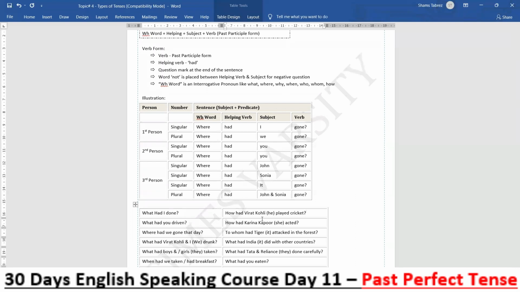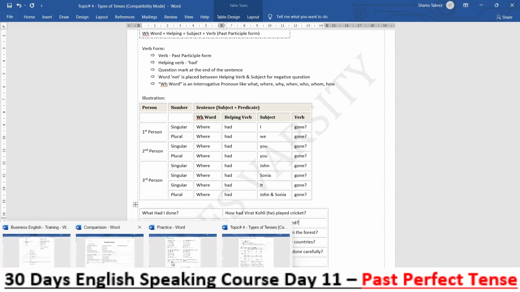So Virat Kohli कैसा मैच खेला, or however you want to translate it in English. Yes. So then what about this Kareena Kapoor? How had Kareena Kapoor acted? Kareena Kapoor कैसा एक्ट करी? Yes, कैसा, किस तरह से उन्होंने एक्टिंग कर चुके थे, that is the thing. And if this is a question, then yes.